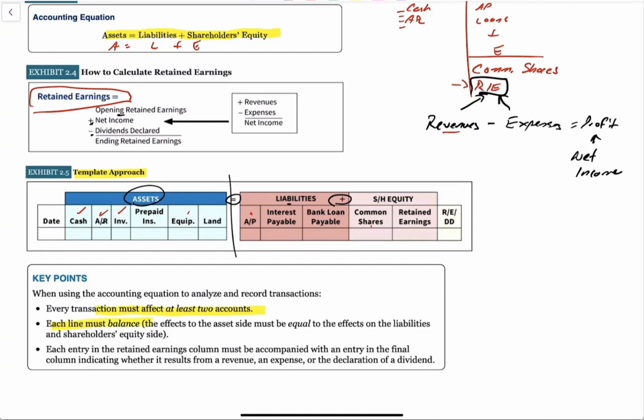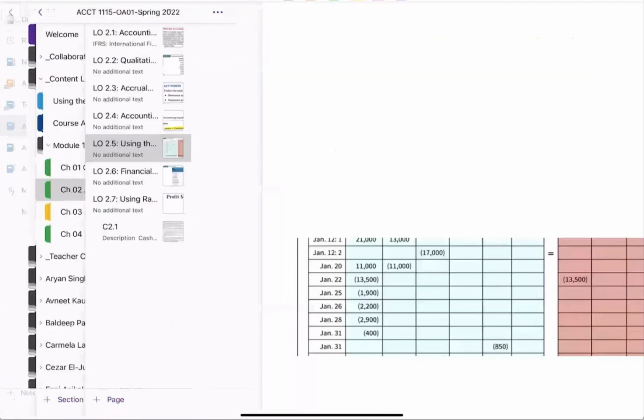Each line must balance. And then entries in retained earnings are accompanied by an entry in some other column that relates to revenues, expenses, and dividends. And you'll see what I mean by that. So I'm going to look at a very simple example here.